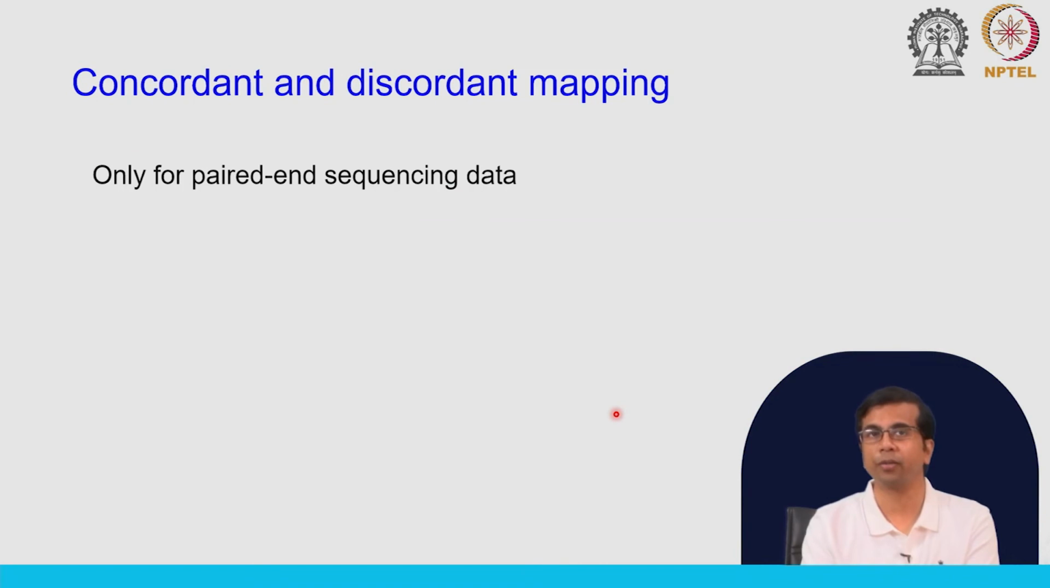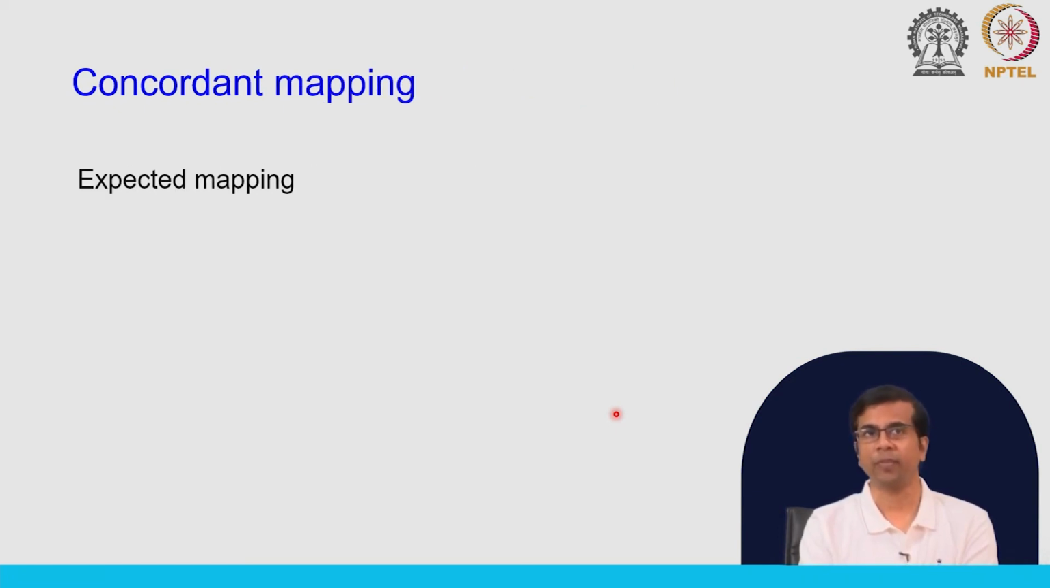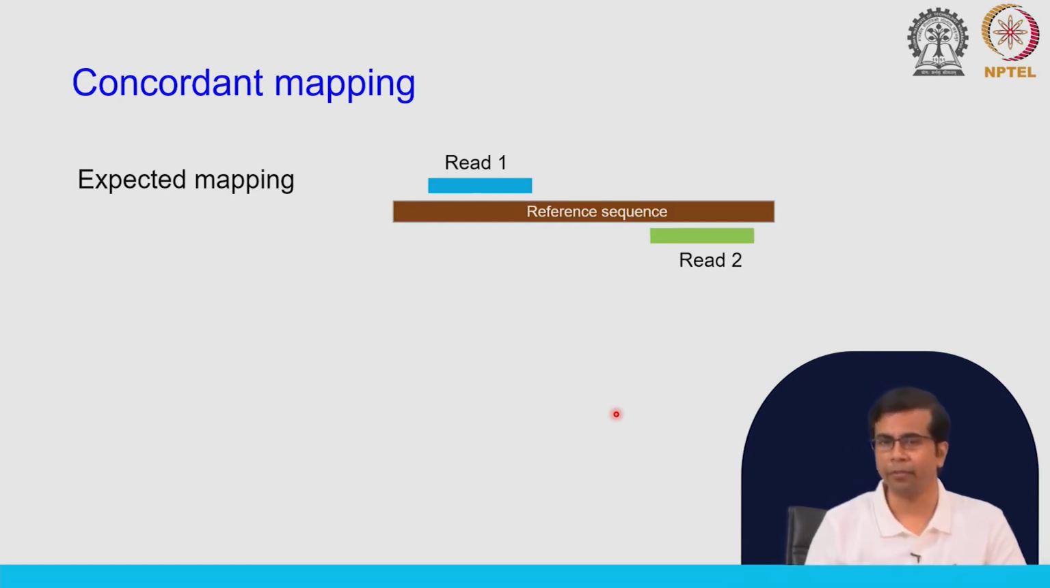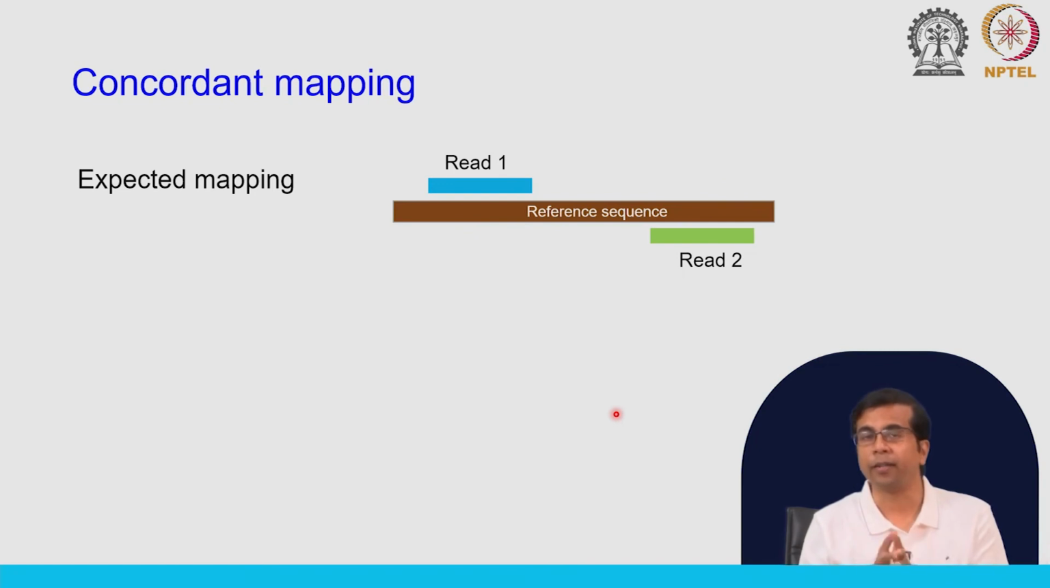As you have seen, these terms, concordant and discordant mapping, refer only to paired end sequencing data. What is concordant mapping? You expect read 1 and read 2 to map within a certain distance, let us say a fragment of 500 or 1000. Read 1 and read 2 also satisfy the minus FR option: read 1 is in forward direction and read 2 in reverse complement, or read 1 is reverse complement and read 2 in forward direction.